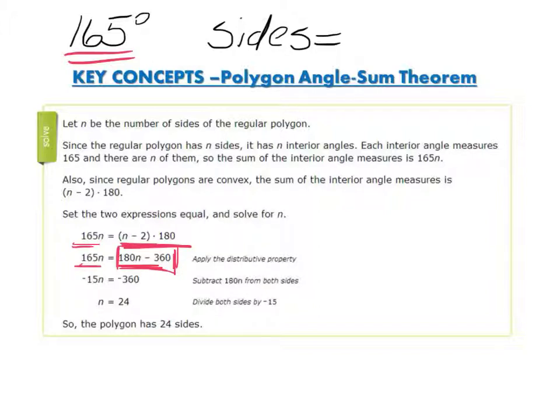They subtract 180n from both sides. In this case, they had negative 15n equals negative 360. They divided both sides by negative 15. They got n equals 24, so the polygon has 24 sides. N will always be a positive number. You can't have a negative number of sides on a polygon.